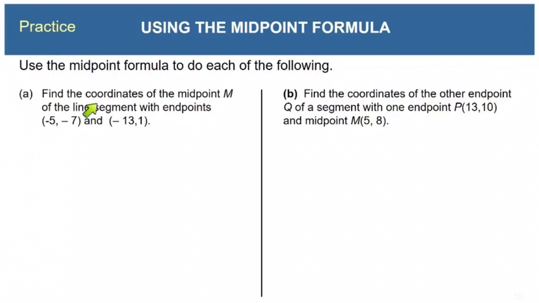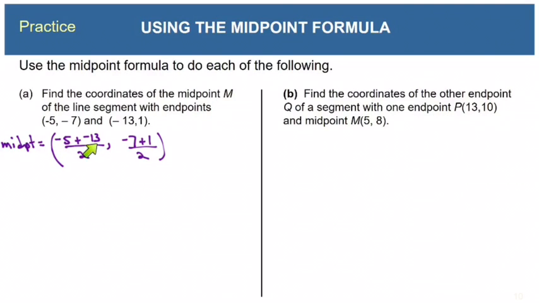This one says, find the coordinates of the midpoint M of the line segment with endpoints -5, -7 and -13, 1. Well, we know that the midpoint formula simply asks us to average the x's and average the y's. So the average of the x coordinates is going to be -5 plus -13 all over 2. And the average of the y coordinates is going to be -7 plus 1 all over 2.